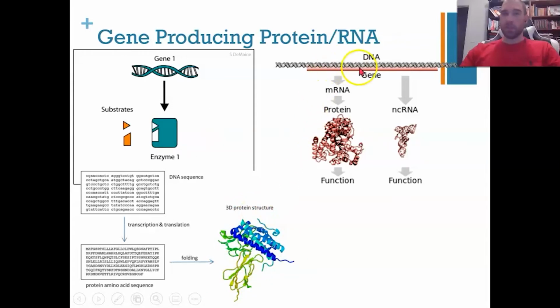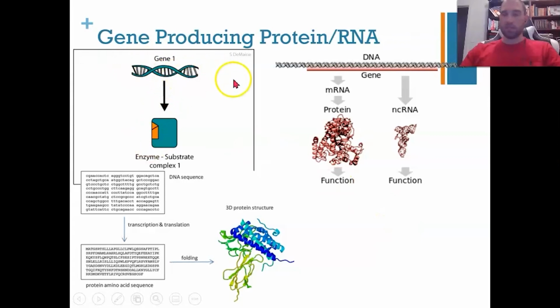Up here, we've got a similar picture. So we've got our DNA. A section of that DNA is coding for, in this case, a protein, but over here it can just code for RNA as well. Most of the time we think of genes as coding just for the production of proteins, and they might be enzymes, but also RNA can be produced from genes as well.